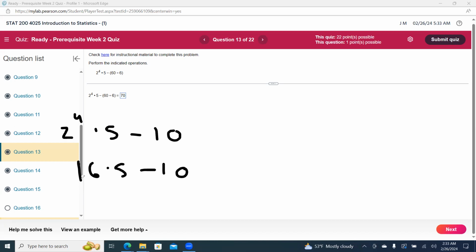So whenever I multiply by 5, 16, this is kind of nifty. It's one of our few small tricks. Whenever I multiply by 5 in my head, I multiply by 10 and divide by 2. So multiply by 10 means we can put a 0, but 16 times 5 is 160 divided by 2, which is 80.